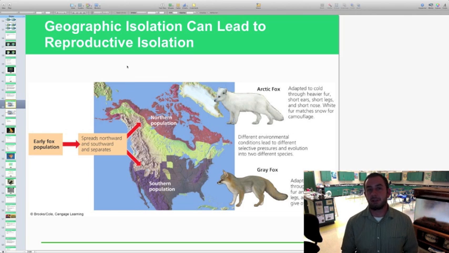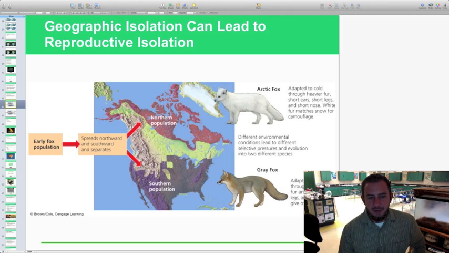This is one example of geographic isolation. Now the book gives you the Arctic fox and the gray fox, but I'm going to talk about the gray fox and the red fox, which I'm more familiar with. I've never seen an Arctic fox because it's so far in the north, but I have seen a red fox. So let's use that as an example. The early fox population, which you see here, was spread throughout the northern area of the United States and North America, as well as the south. But they eventually spread from two different spots. The red fox would be more in this region, and the gray fox is kind of a variation.